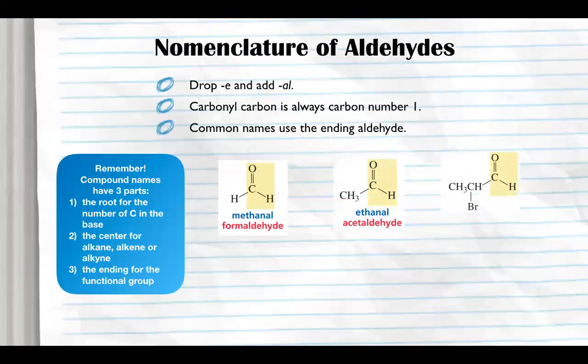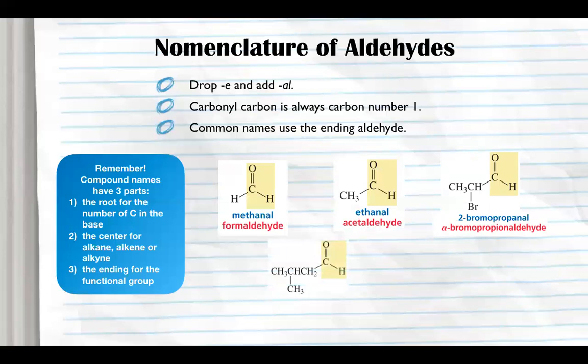Now look at this compound. This compound has 3 carbons, so its base name is going to be propanal. Notice that the bromine is on carbon number 2, so it's 2-bromopropanal. There is a common name system that uses the Greek letters alpha, beta, gamma, delta. That's how close they are to the carbonyl. If you look at that bromine, it is on what we call the alpha carbon. It is directly next to the carbonyl.